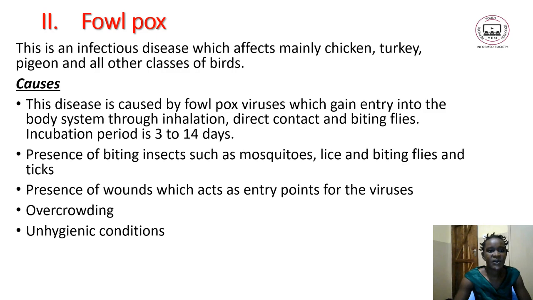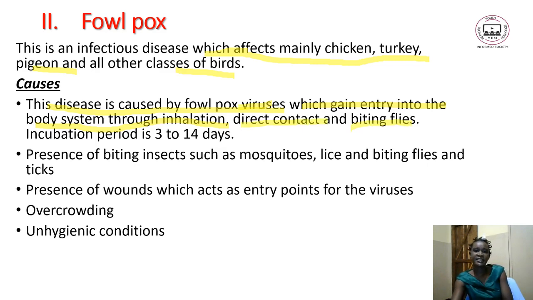Smallpox is also another infectious disease which affects mainly chicken, turkey, pigeon, and other classes of birds. This disease is caused by a virus again, the smallpox virus, which gains entry into the body system through inhalation. Once they inhale, they may inhale together with the virus. Apart from that, direct contact and biting flies can also be one of the ways the animals can catch the disease.